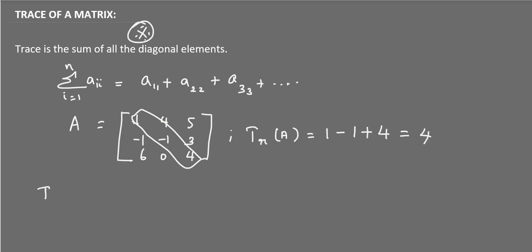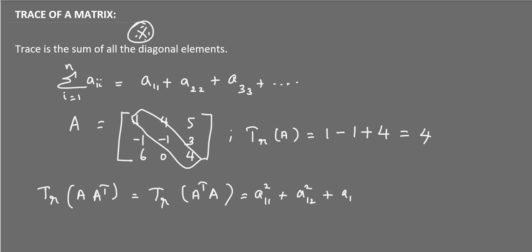Another important note: the trace of A times A transpose is equal to the trace of A transpose times A, which is equal to a11 squared plus a12 squared plus a13 squared plus the sum of the squares of all the elements. If A is a 3 by 3 matrix, then a21 squared, a22 squared plus a23 squared plus a31 squared plus a32 squared plus a33 squared.